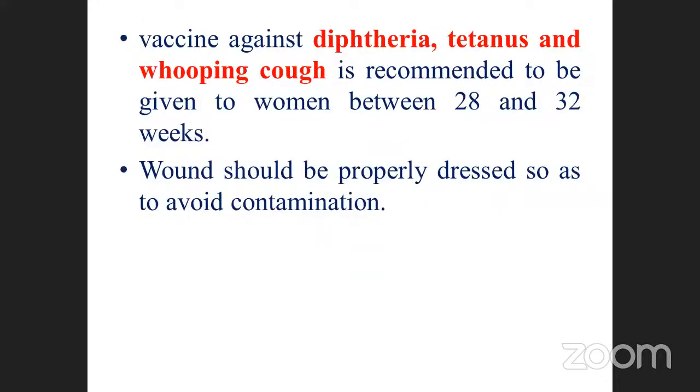The vaccine against diphtheria, tetanus, and also whooping cough is recommended to be given to women between 28 and 32 weeks, because of the 3 diseases. So it can be prevented. 32 weeks is about 10 months, related to a maximum of 9 to 10 months. But at the same time, the wound should be properly dressed so as to avoid contamination. This is a very, very important thing.